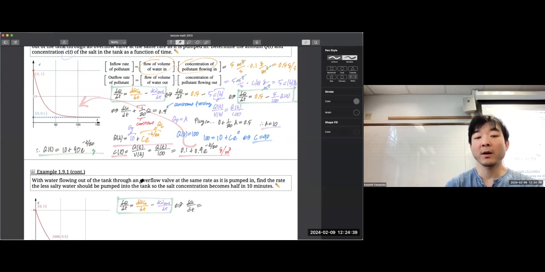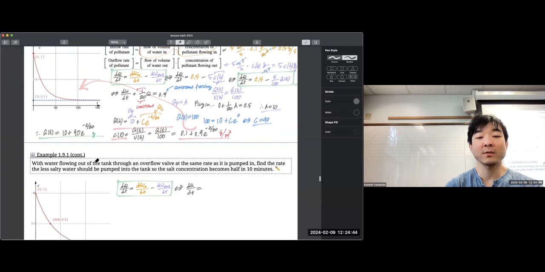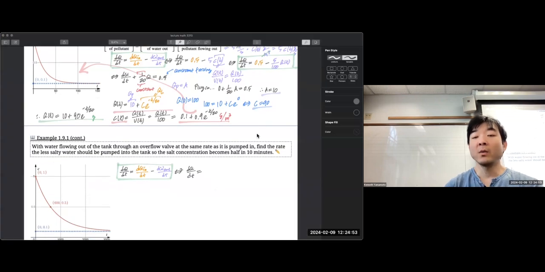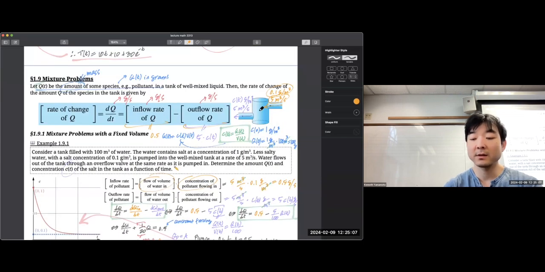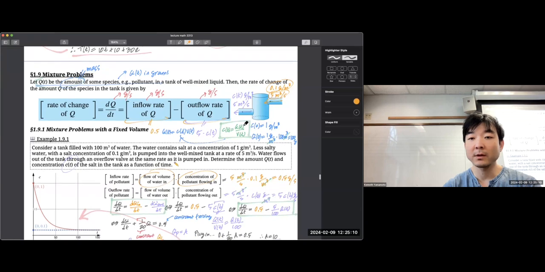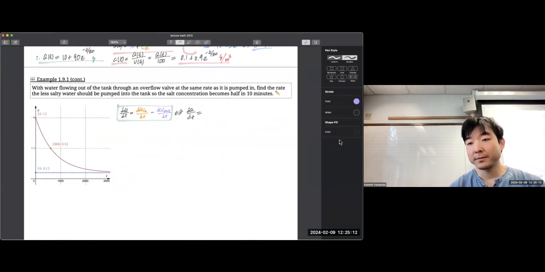okay, we're still flowing water out while pumping in, and the rates of flow out and in are the same. Find the rate the less salty water should be pumped into the tank so the salt concentration becomes half in 10 minutes. What we are going to say here is, let's say water is flowing in and out at the same rate. Let's maybe use this picture again. I'll just draw it. So let's draw the picture.